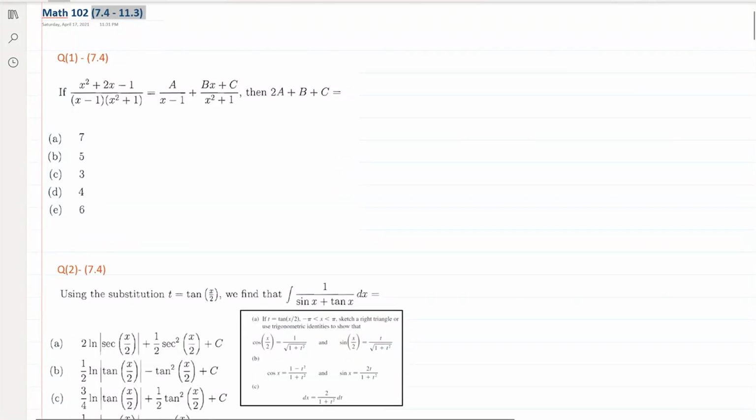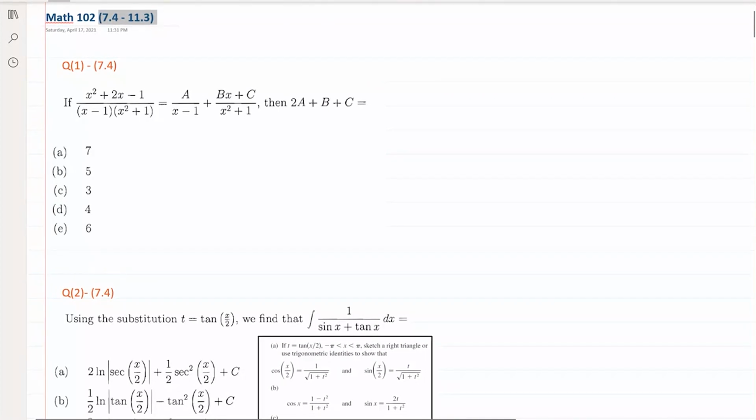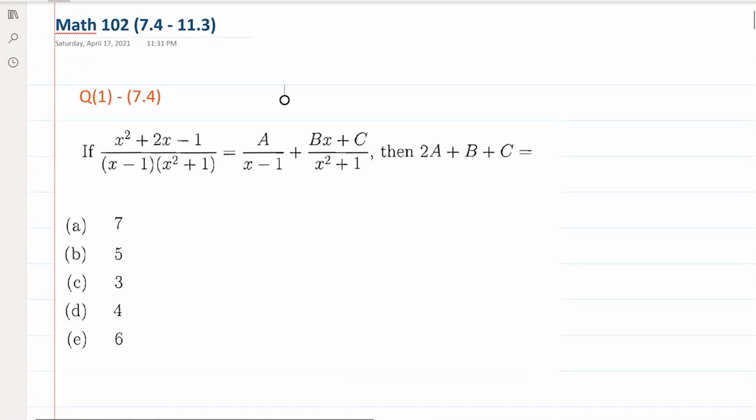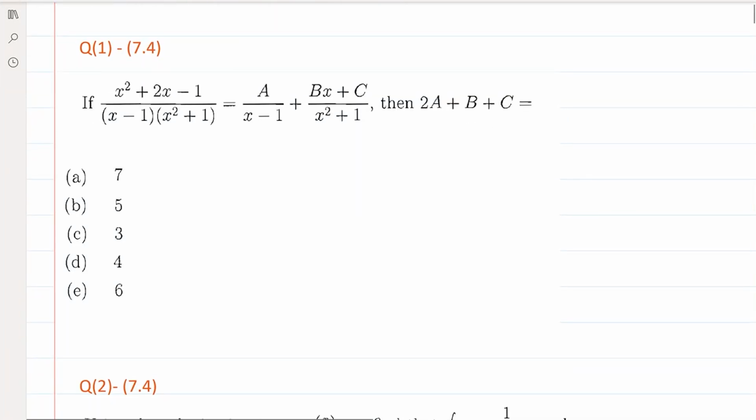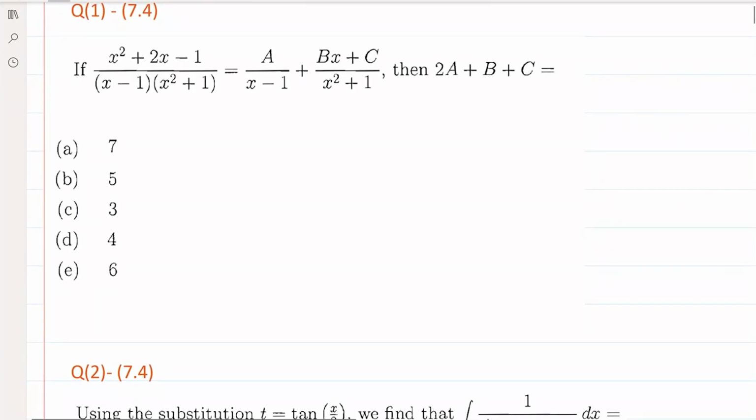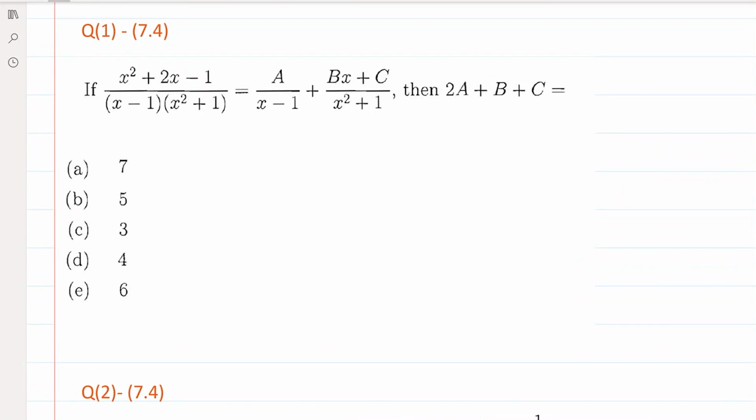Okay. Today we will do the final revision, or the revision for the final exam. I split it into two parts. In the first part, we will discuss some questions from 7.4 up to 11.3, and tomorrow we have part 2 at the same time. It will be from 11.4 till 11.10. Now the first question is about partial fractions.